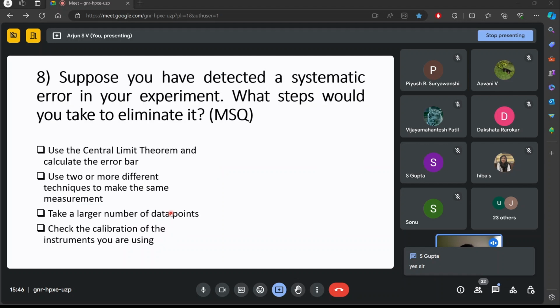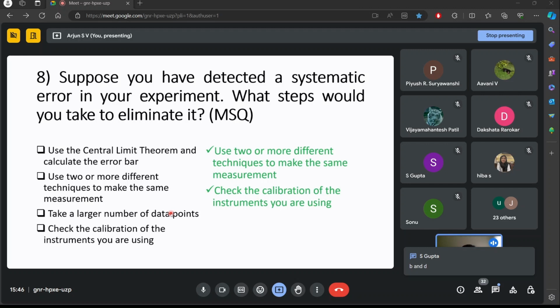Suppose you have detected a systematic error in your experiment, what steps would you take to eliminate it? This is a multiple select question, and the options are central limit theorem, two or more different techniques, larger number of data points, and calibration of the systems you're using. Gupta is saying B and D. Yes, that will be the correct answer.